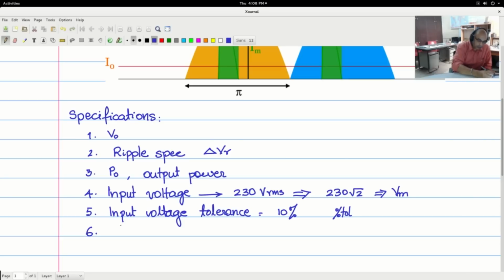And then of course you need to have the frequency. The supply frequency is known, it is always 50 Hertz, at least in our country, or you need not bother much about that. So these are the specs that are there with you. Using these specs, we now have to arrive at the value of the capacitance C. That is our first job.